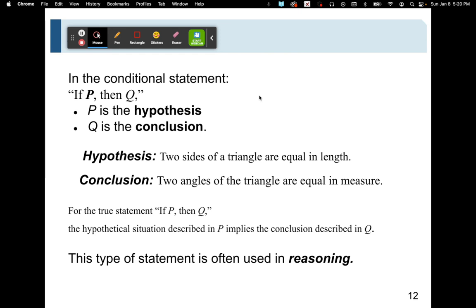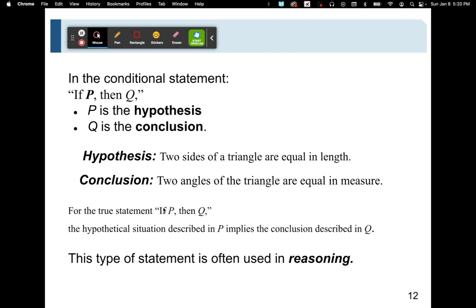Here's a couple examples. In the conditional statement, if P then Q, we call P the hypothesis. Whether it be statistical analysis or the scientific method, whatever we're going to use this for, it's like saying if we have our hypothesis, then we can guarantee this conclusion. So, two sides of a triangle are equal in length is the hypothesis. The conclusion: the two angles of the triangle are equal in measure. That's an isosceles triangle, if you're wondering.